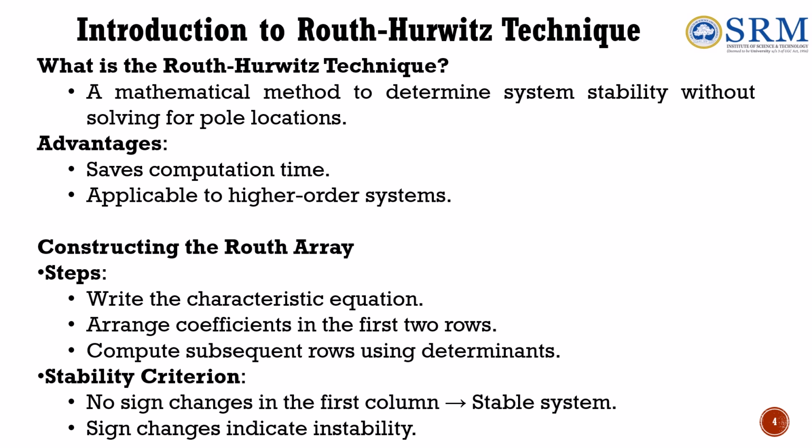First, we write down the characteristic equation of the system. Then we arrange the coefficients into the first two rows of what's called the Routh array. From there, we fill out the rest of the array using a simple formula involving determinants. The key idea is to look at the first column of this array. If all the signs are the same, the system is stable. If there are any sign changes, the system is unstable. This technique saves a lot of time and effort while giving us a clear picture of stability.